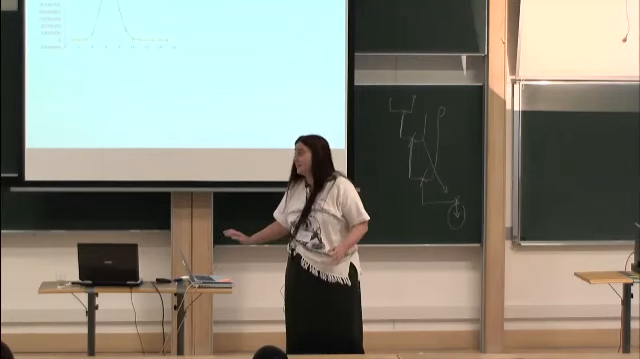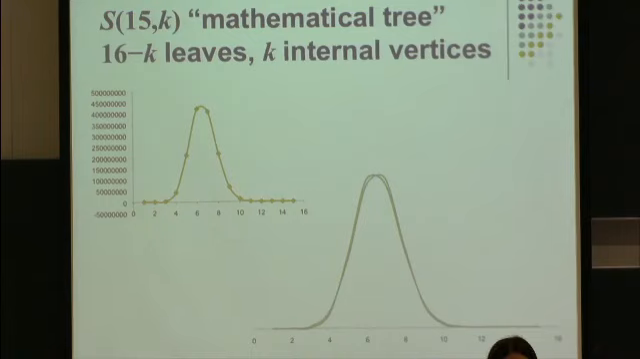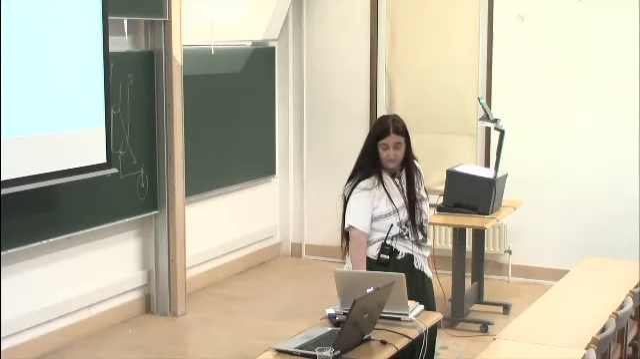So how does this work? This is for n equals 15, the distribution of S(15, k). Obviously, it's just smoothed and the dots are the actual data points. And if I use the expectation and the variance, I would fit on it the normal curve. This is what we get. Fairly good fit. But this is not what we want. These are just mathematical trees. These are not the real trees that we are interested in.